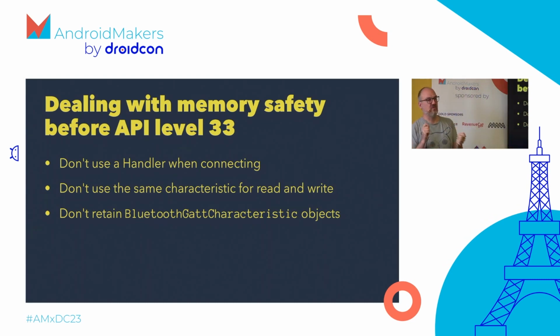Don't use the same characteristic for read and write. Usually, the characteristics are divided up, one for reading and one for writing. But if the IoT designers, or whoever designed the peripheral, did it badly, you might have only one, which is used for both. Then you should go talk to them and see if you can get a firmware update. And don't retain the Bluetooth GATT characteristic objects. This will just reduce the risk of this happening. It can still happen. It's unlikely if you follow these things, but it might happen. I don't have any better advice, though, so we'll see.